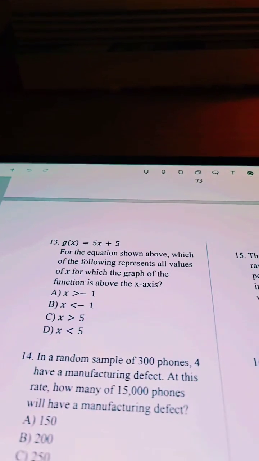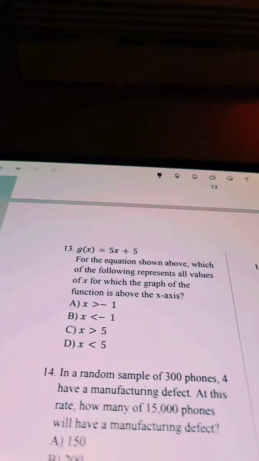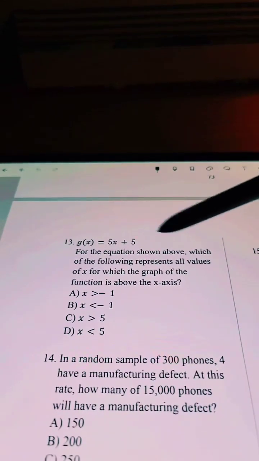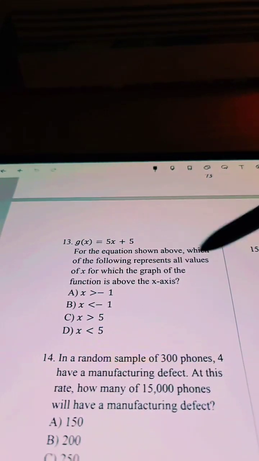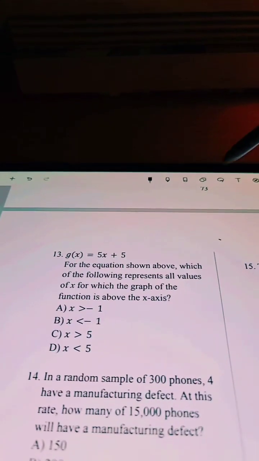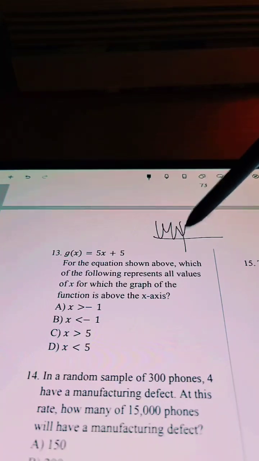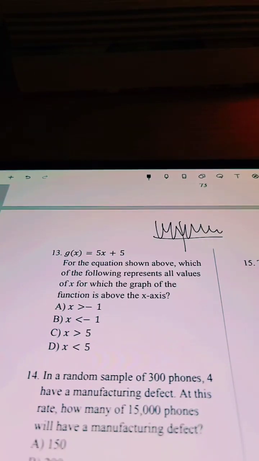Okay, so now we're at number 13. For number 13, we have this function for the equation shown above, which of the following represents all values of x for which the graph of the function is above the x-axis. So just so you can see a picture, this is what they mean, up here, above the x-axis.